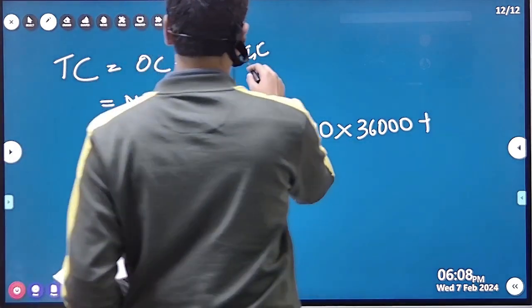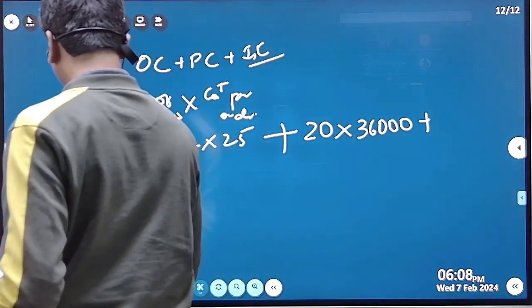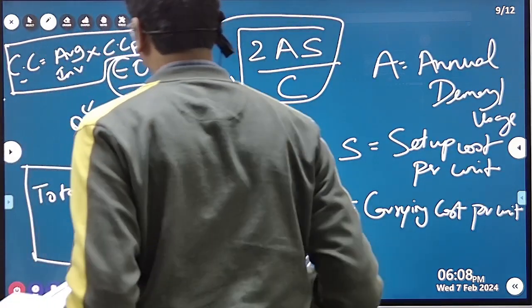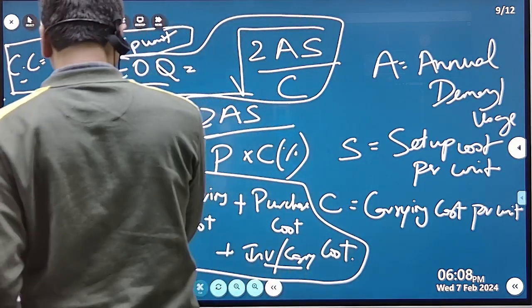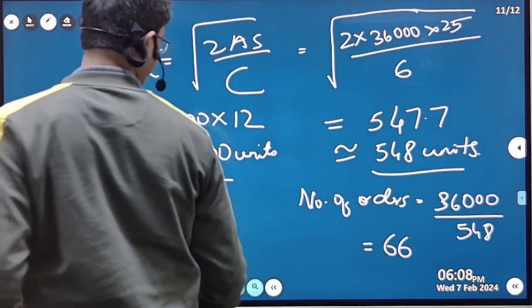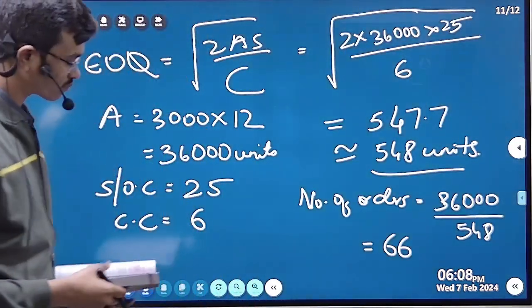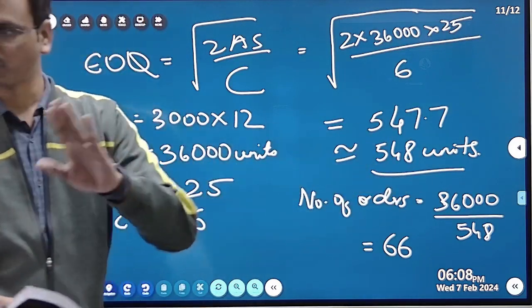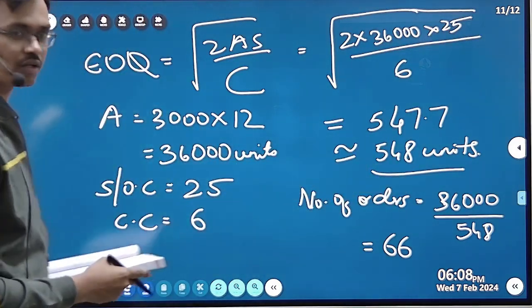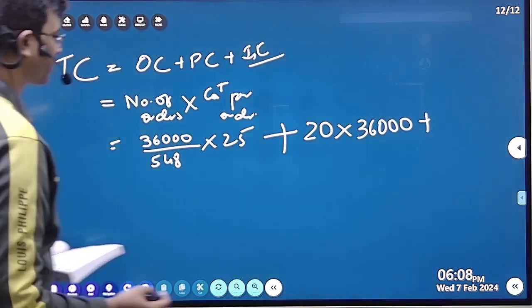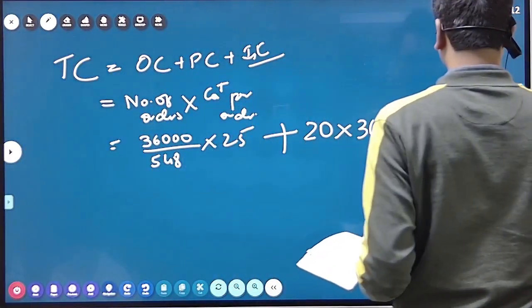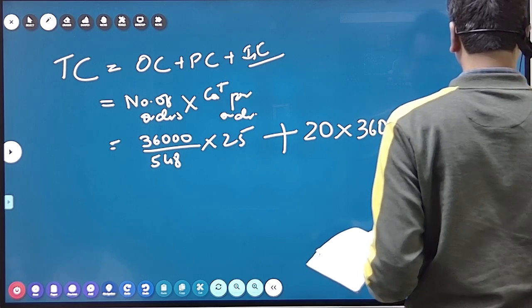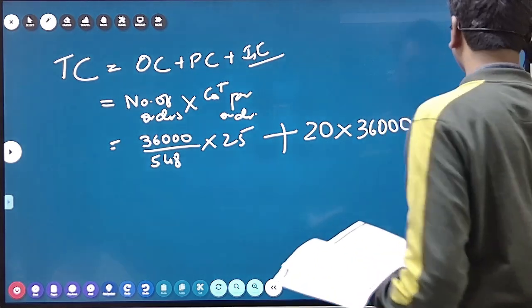Now coming to inventory cost. So inventory cost, what we have seen the formula? We have seen inventory is average inventory into cost per unit. So average inventory, we generally assume it is 0. So it is 548 plus 0 divided by 2. Okay. Opening and closing. So this will be your batch quantity divided by 2 will be your average into 6 rupees. Correct?